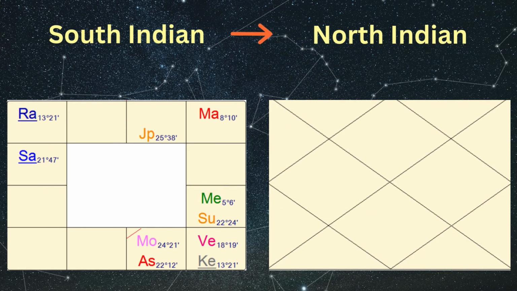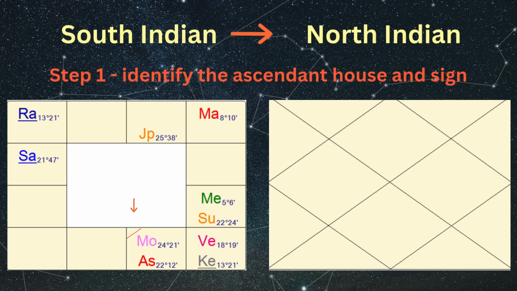Now let us convert the following chart in the South Indian style to the North Indian style. The first step is to identify the ascendant and its sign. The sign with a small diagonal line across its top left corner is the ascendant. This is indicated by the orange arrow in the slide.